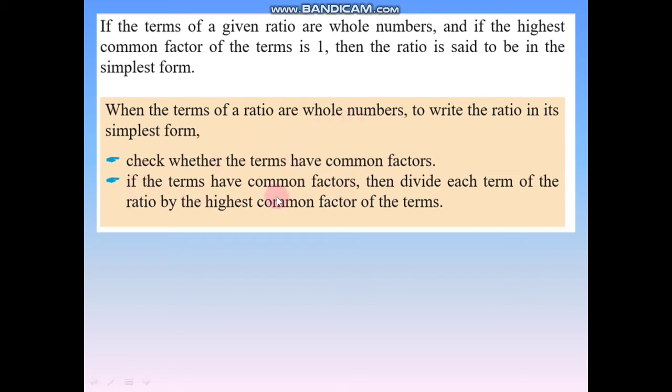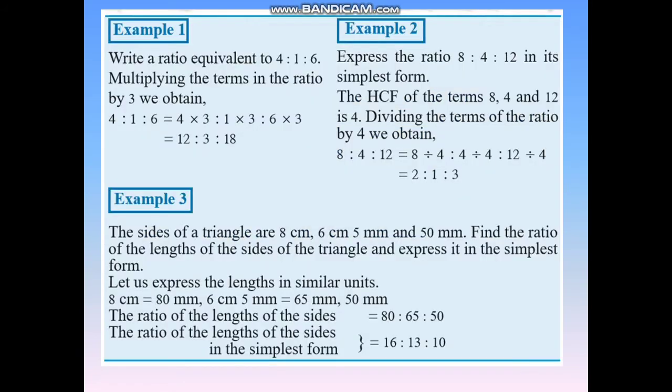I think you can remember what common factors are. If the terms have common factors, then divide each term of the ratio by the highest common factor of the terms. I hope you can remember how to find highest common factors. Let's look into these by examples. Now let's see example 1.